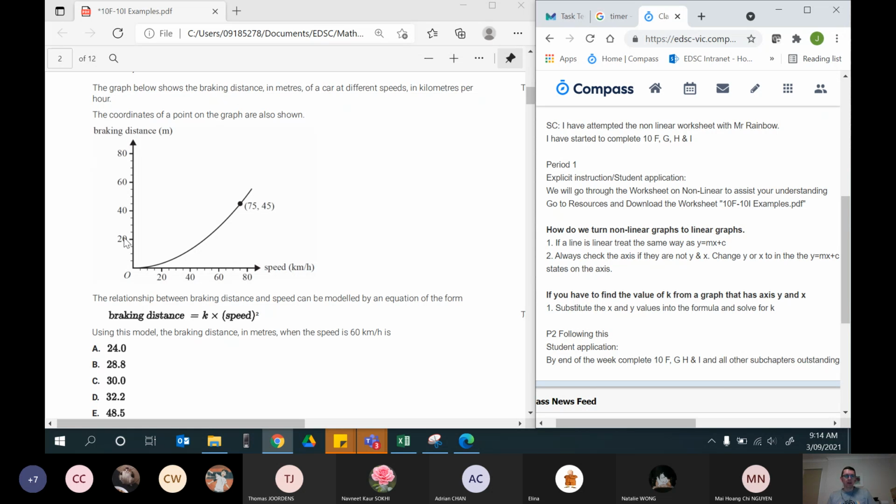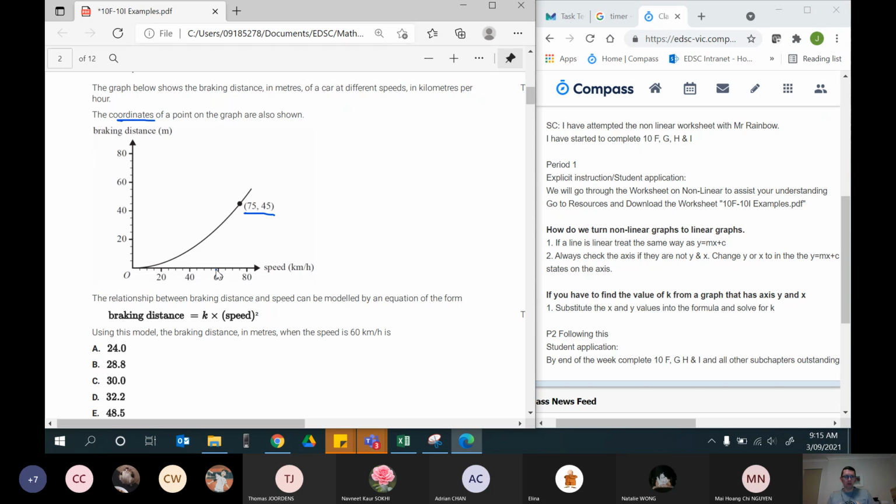So let's have a look at this one. The graph below shows the braking distance in meters of a car at different speeds in kilometers per hour. The coordinates on a point of the graph are also shown. Okay, so that's the coordinates. It hasn't given us the values, but it shows it. The relationship between braking distance and speed can be modeled by this equation. Using this model, the braking distance in meters when the speed is 60 kilometers is what?